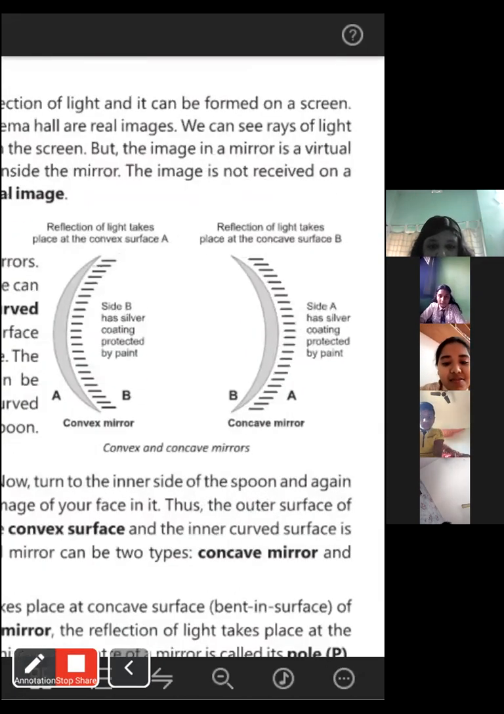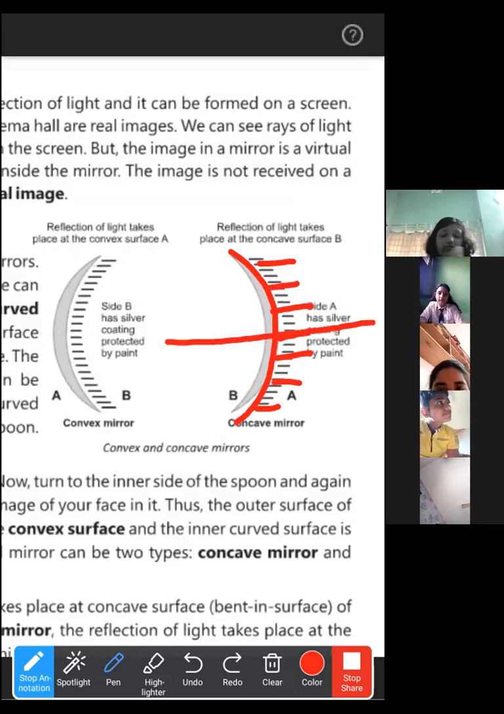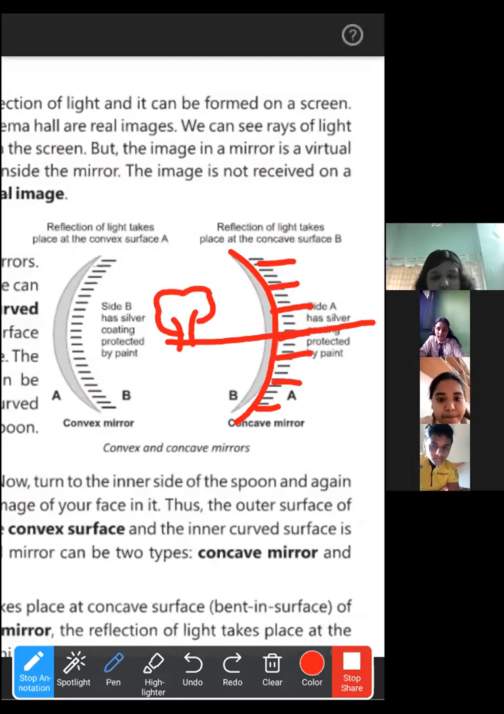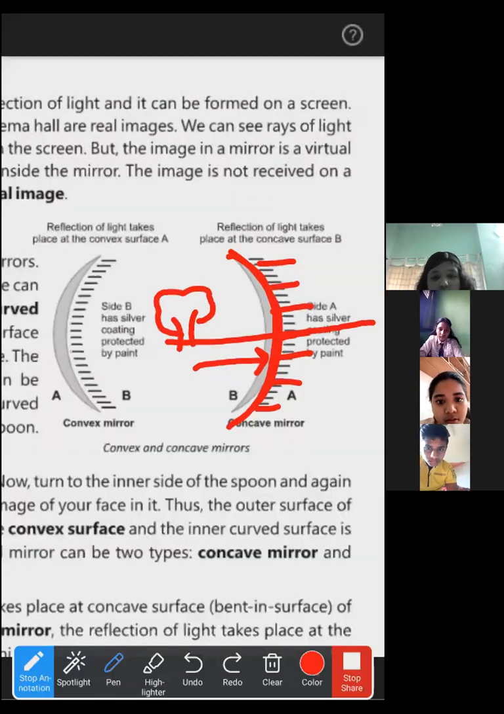This is the concave mirror, as I have told you. This side here will have the coating, and you will have to place the object in front of this side, that is curved to the inward direction. So this type of mirror will be called a concave mirror.